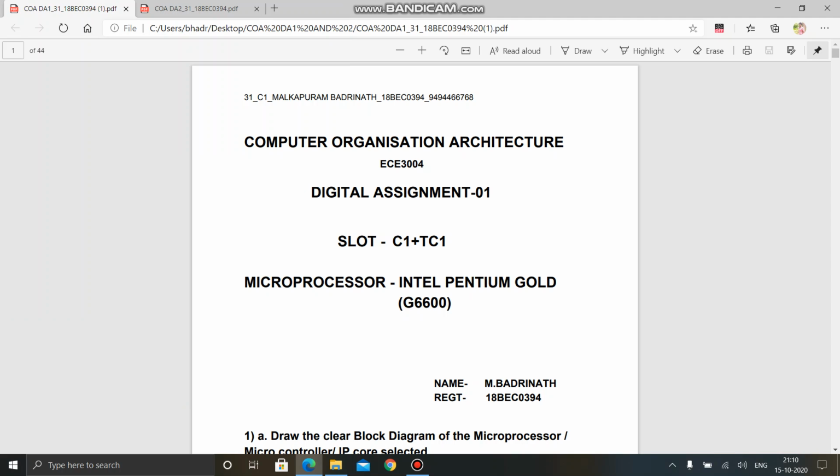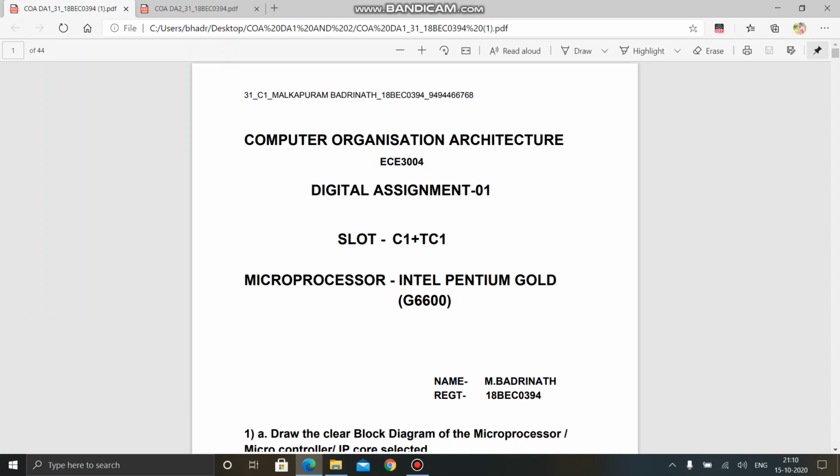So, for us, we have been assigned an assignment for the subject called Computer Organization and Architecture. In that assignment, we have to discuss a microprocessor of our choice. My name is Badrinath Malkapuram, I'm from 18BEC0394, and my serial number is 31. I have chosen the microprocessor Intel Pentium Gold G6600 for my assignment.